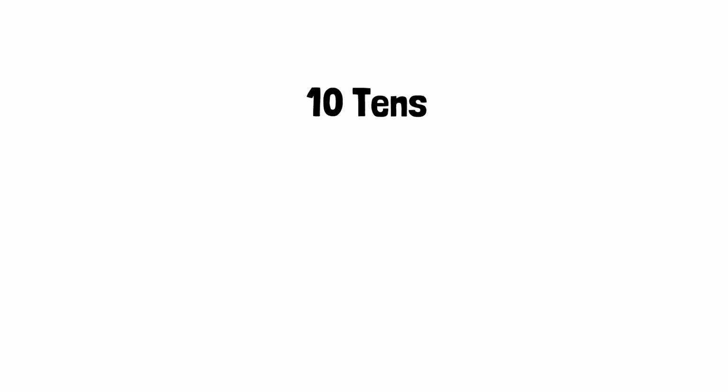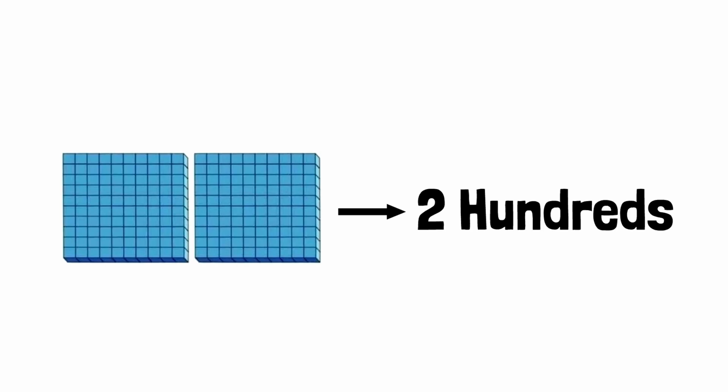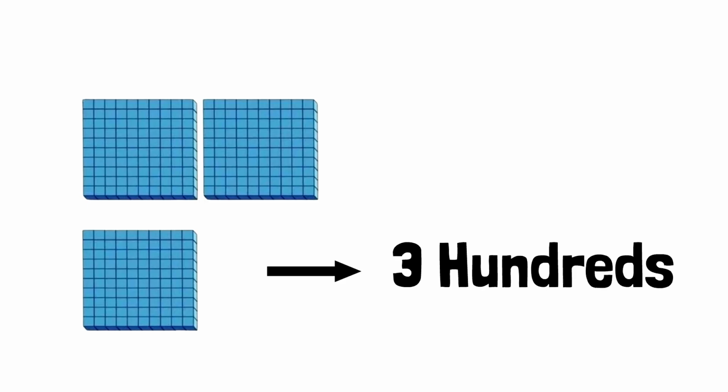Hundreds means 10 tens is equal to 100. 100 blocks is equal to 100. 200 blocks is equal to 200s. 300 blocks is equal to 300s.